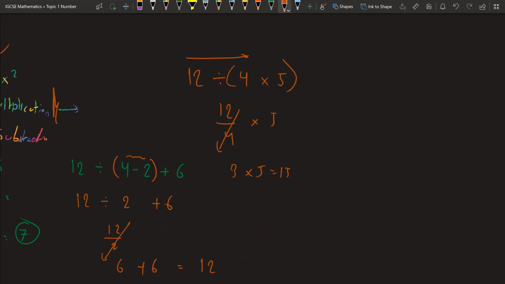But if there were a bracket, then you work this one out first. So it's 12 divided by 20. So it'd be 6 over 10, and 3 over 2. Oh wait, my bad. 3 over 5. So that's the order of operation.